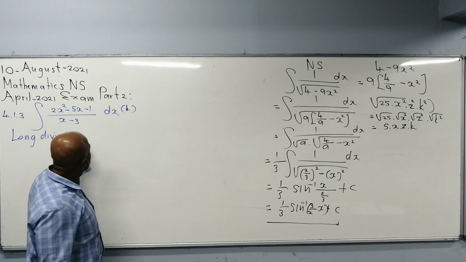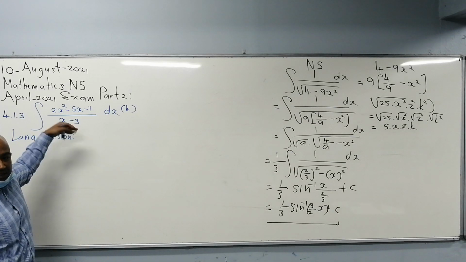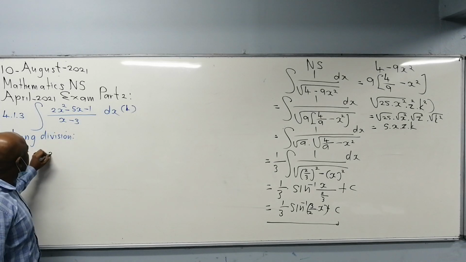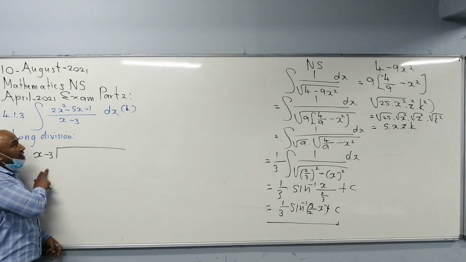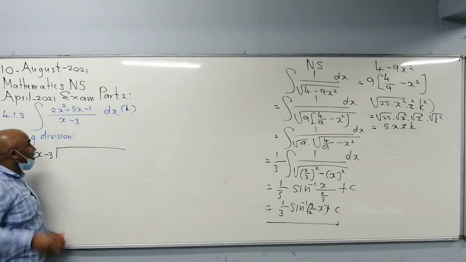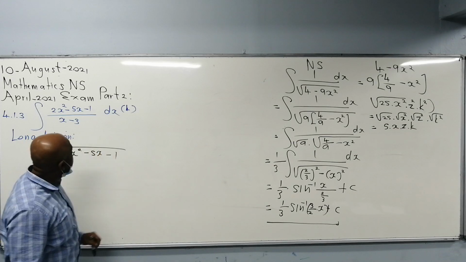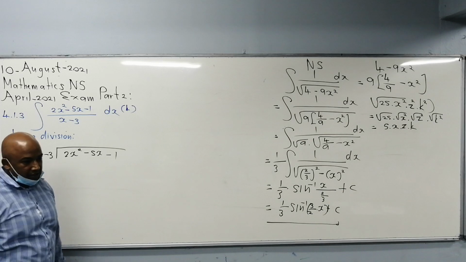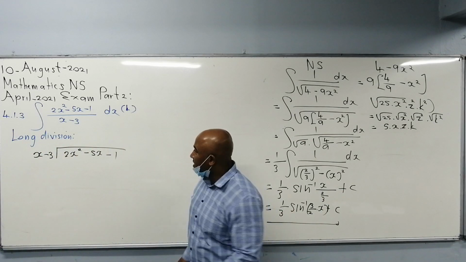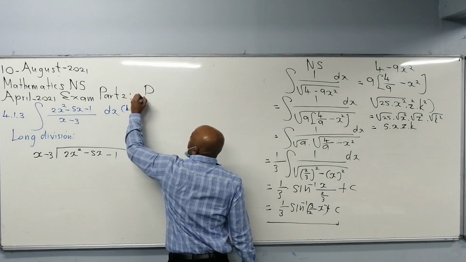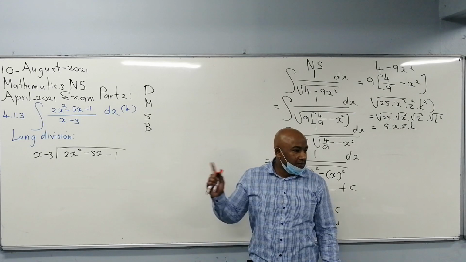You would have done many examples on long division. Your denominator is called the divisor. You don't have to worry about what it's called. The main thing is you know how to do it. But basically, the denominator is now called the divisor. The numerator is called the dividend, which is 2x squared minus 5x minus 1. The answer will be the quotient. So long division, 4 steps. DMSB, you should be competent with this by now.